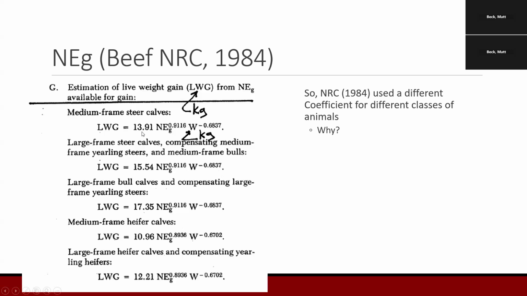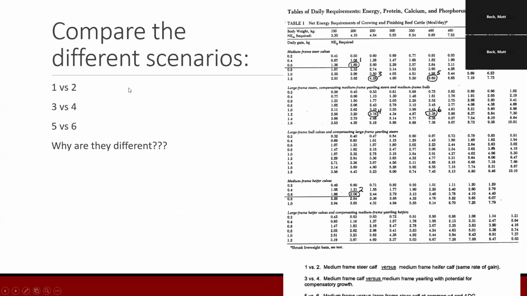All right. So medium frame steers have this coefficient. This is the old version. Large frame steer calves have this coefficient, so it's a larger coefficient than a medium frame steer. They used to adjust for frame size by adjusting this initial coefficient. So why did they do that? This is hard to see, but we have 1 versus 2, 3 versus 4, 5 versus 6.